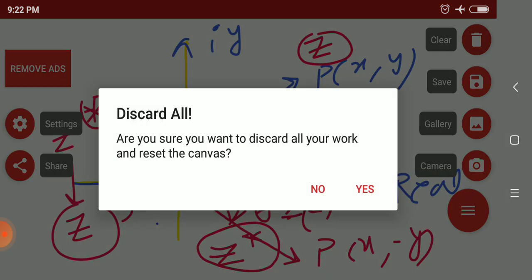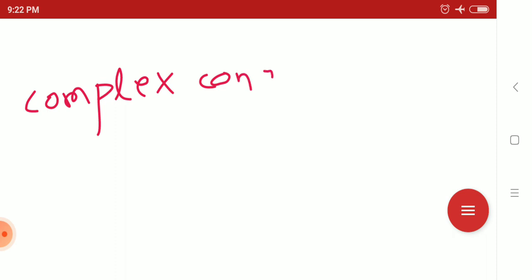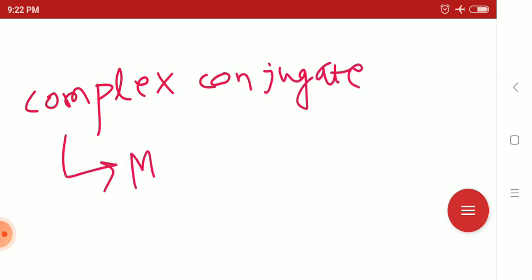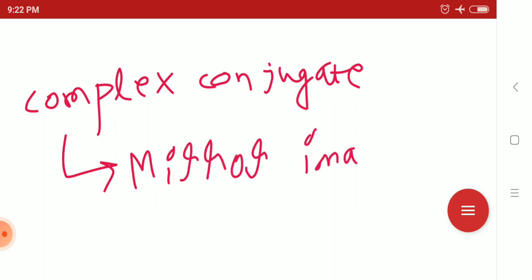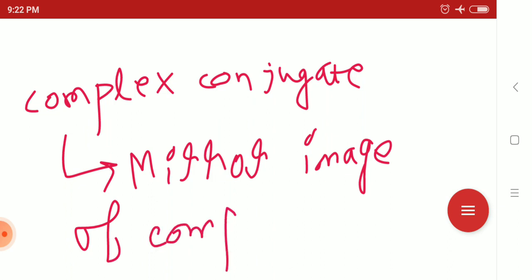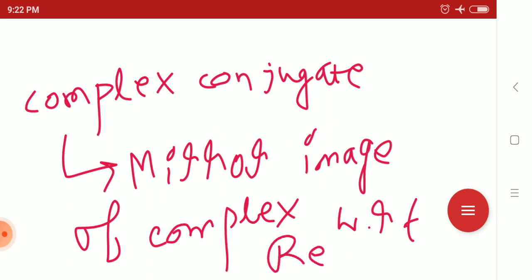Let me write that. Complex conjugate is the mirror image of a complex number with respect to the real axis. It's a very important thing that you should know.